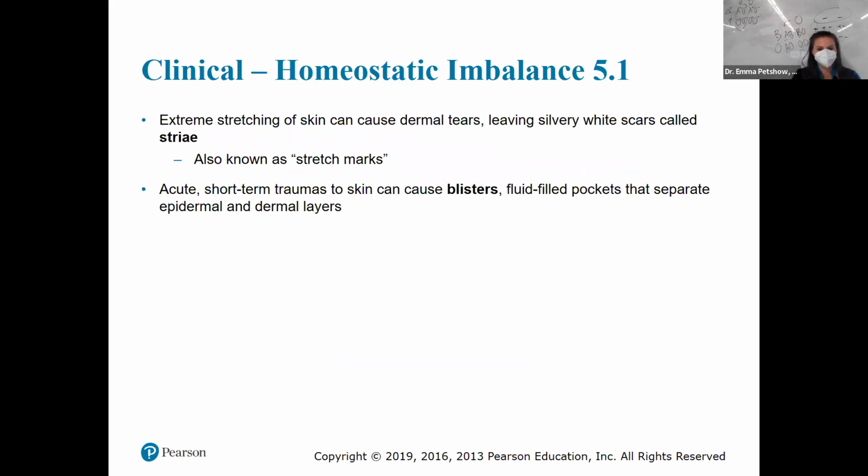But this is how stretch marks can form. Extreme stretching can cause dermal tears or striae.